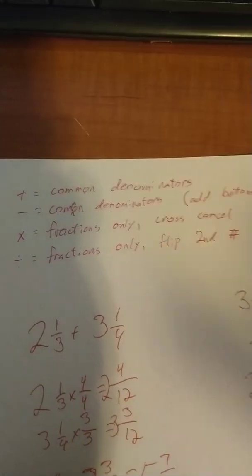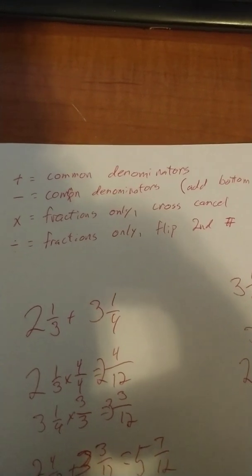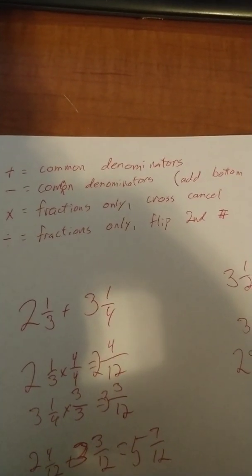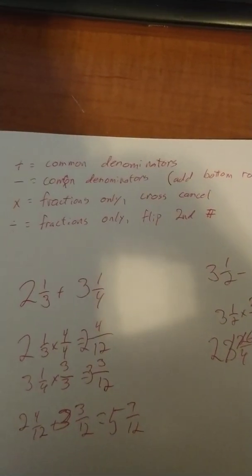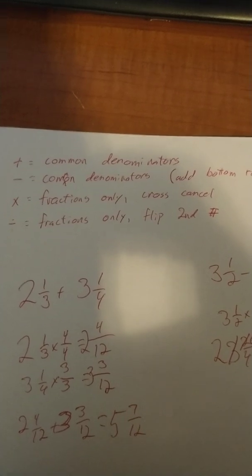So again, adding fractions, common denominators. Subtracting fractions, common denominators, and you add the bottom to the top when borrowing. Multiplying, fractions only, cross cancel. Division, fractions only, flip the second number.